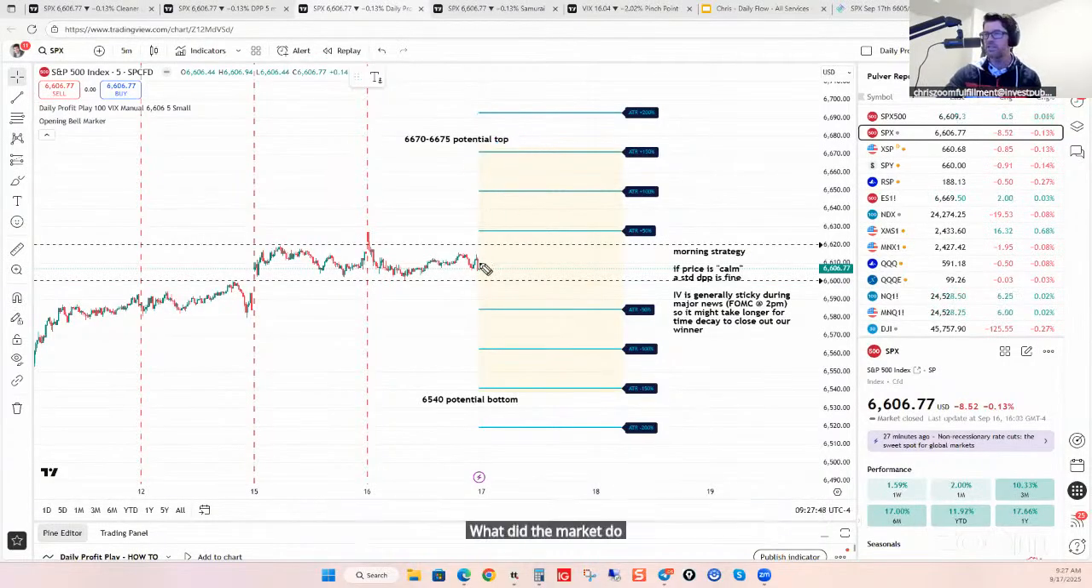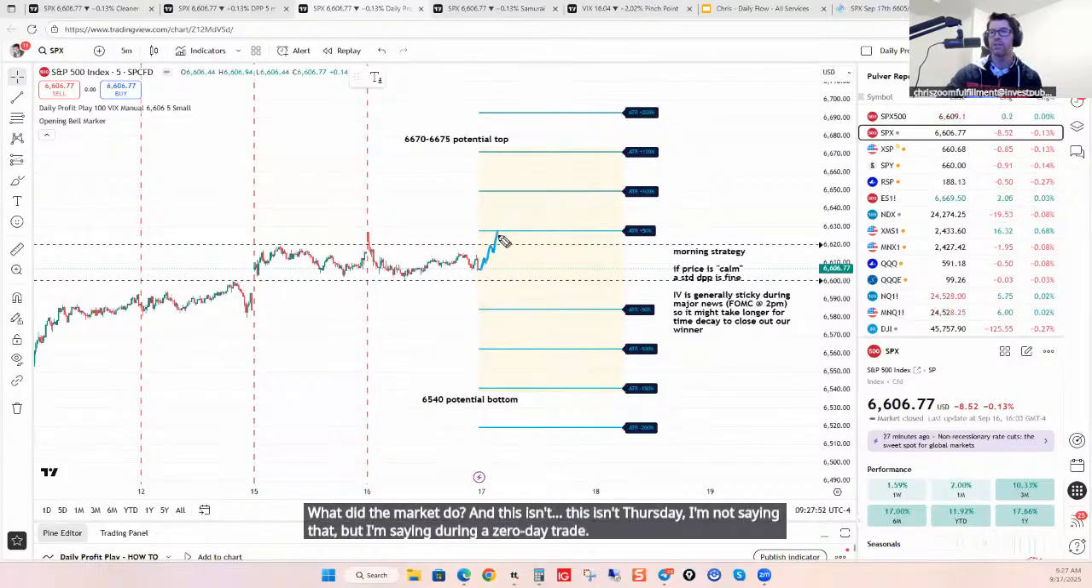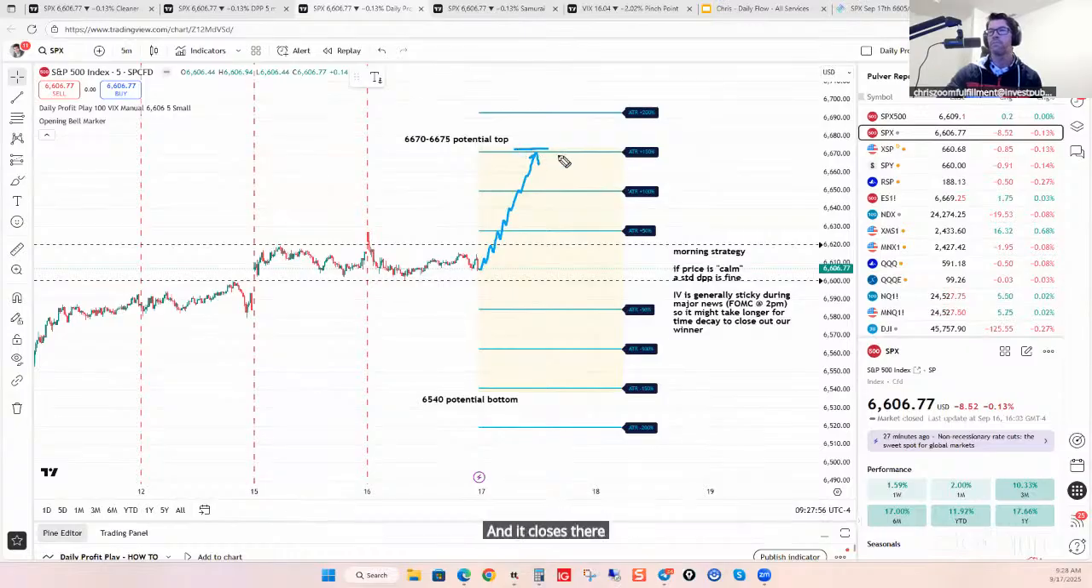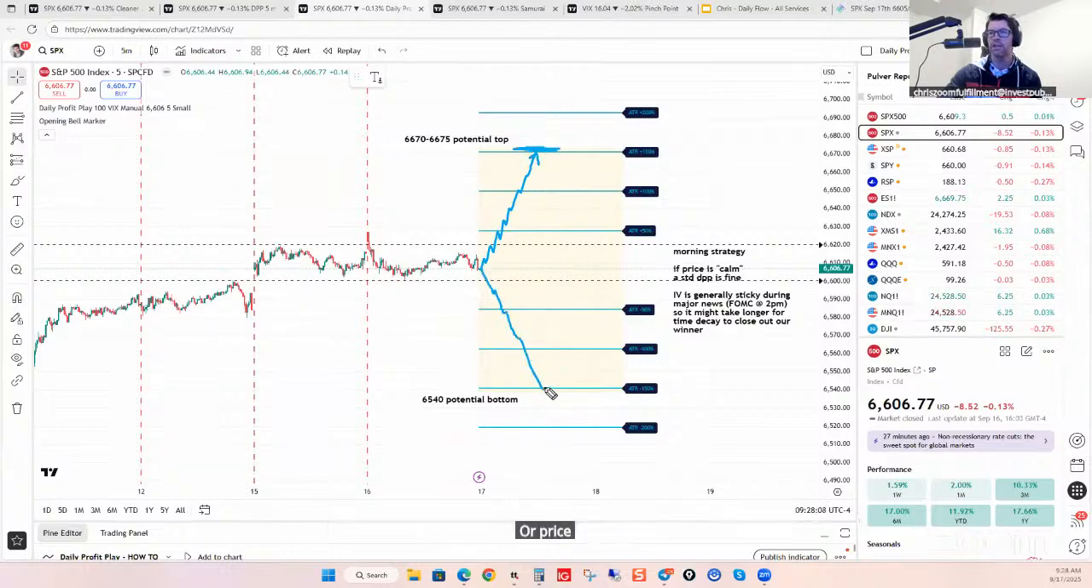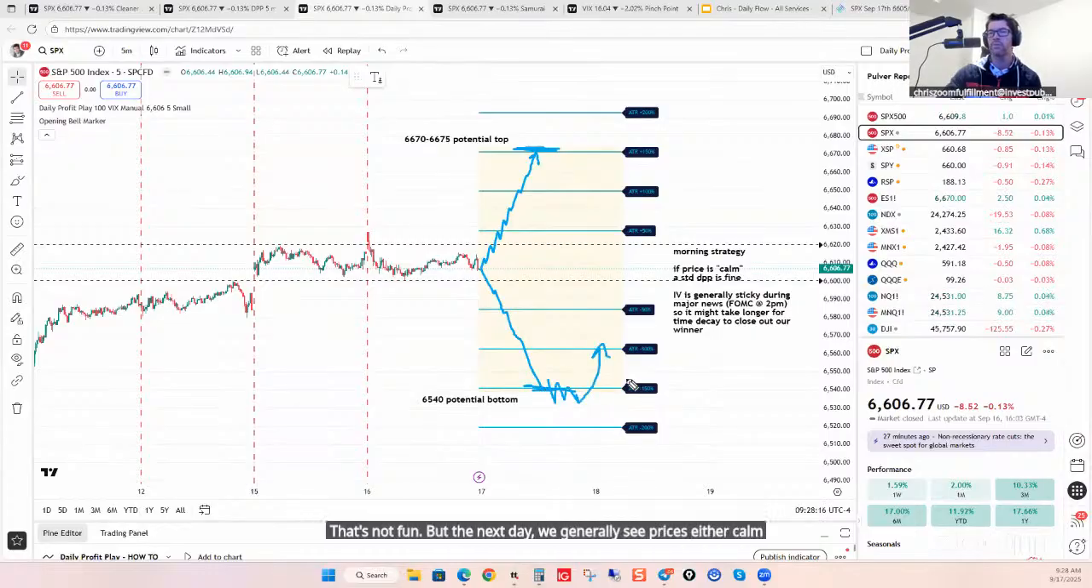And this isn't Thursday. I'm not saying that, but I'm saying during a 0-day trade, if price finds a way to go to this high and it closes there, there's little to no backup plan if it doesn't reject. Okay. So my least favorite days with 0-day trading is that price goes to a high for the day and closes at the high, or price goes to a low for the day and closes at the low. That's not fun.